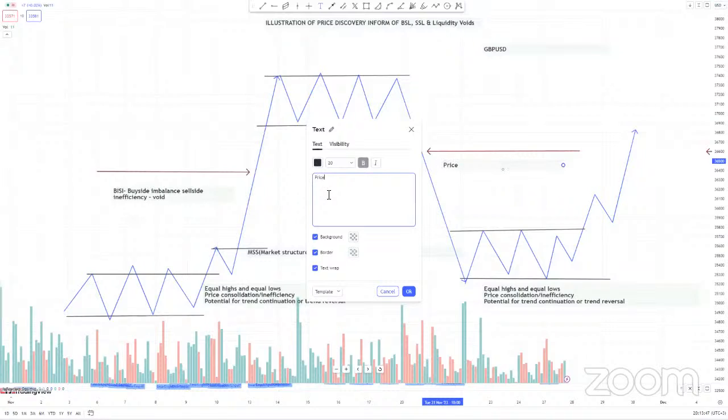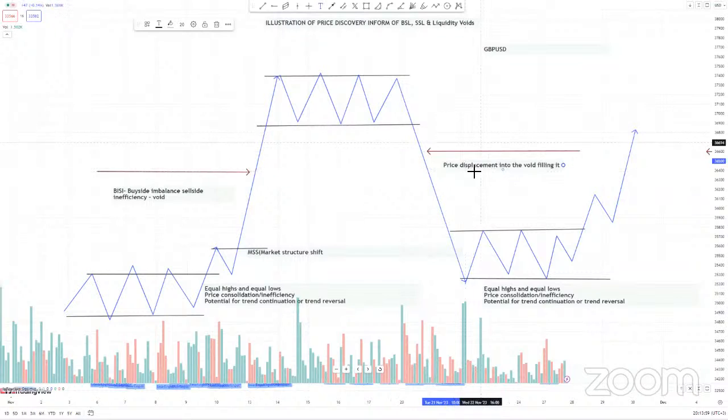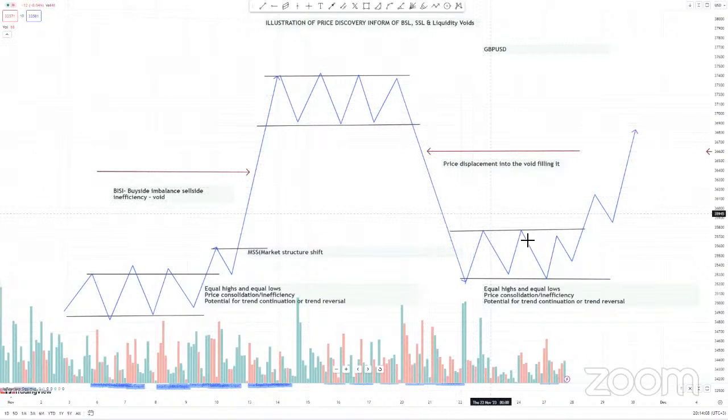price displacement into the void, filling it, right? Now, in this case, we would call this a bearish fair value gap, and ideally we would be looking for trades into that fair value gap, right? So that's essentially how we can use this to trade.